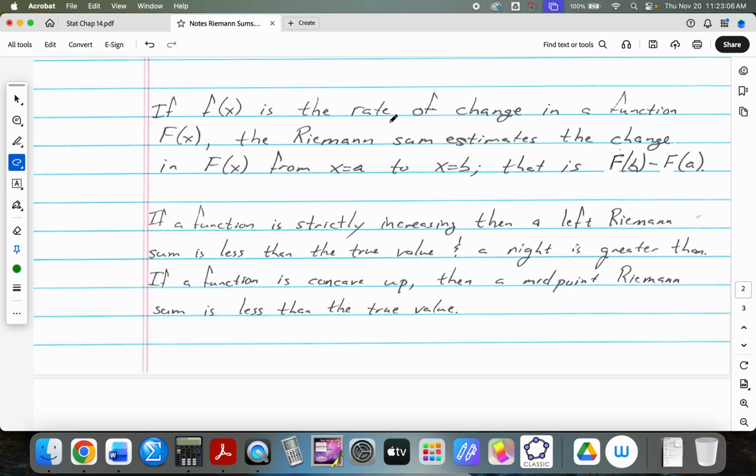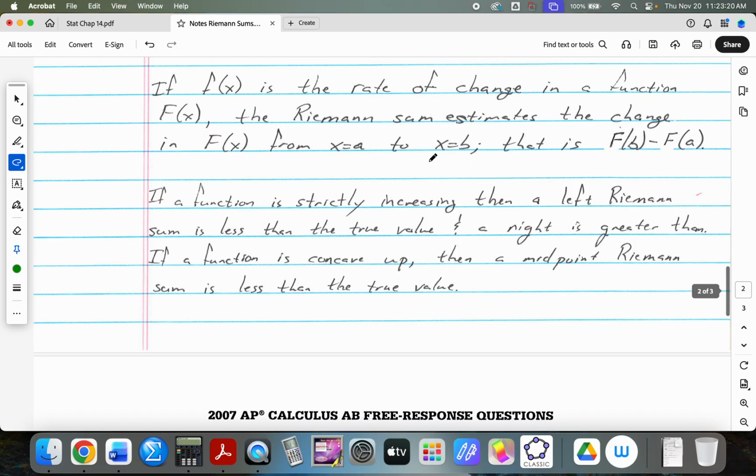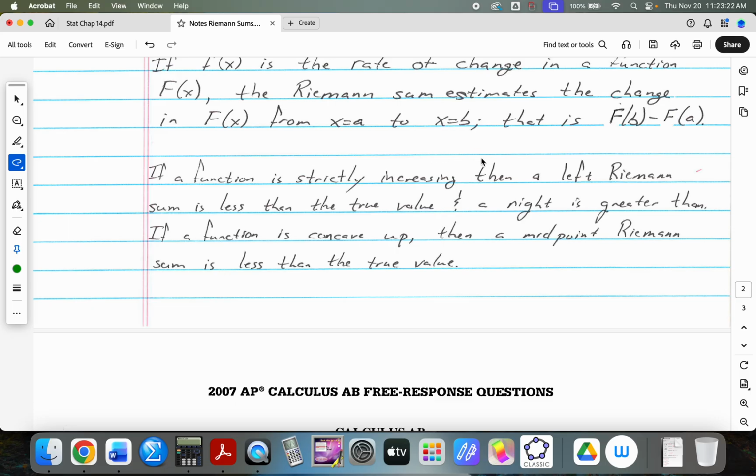Just like we did a moment ago, we had velocity. That's the rate of change in the position. Since it's the rate of change in the position, the Riemann sum estimated the change in position. Now, if a function is strictly increasing, a left Riemann sum is going to be less than the true value, and a right is greater than.